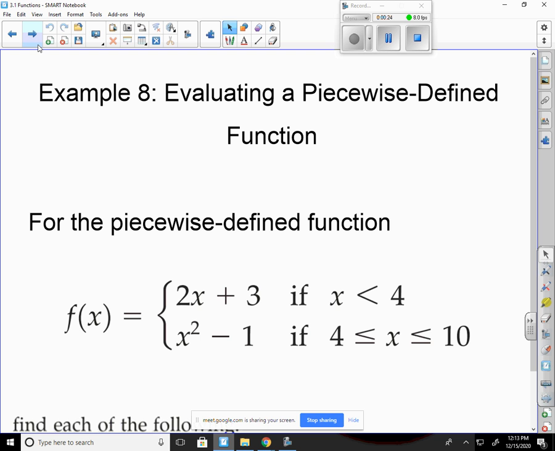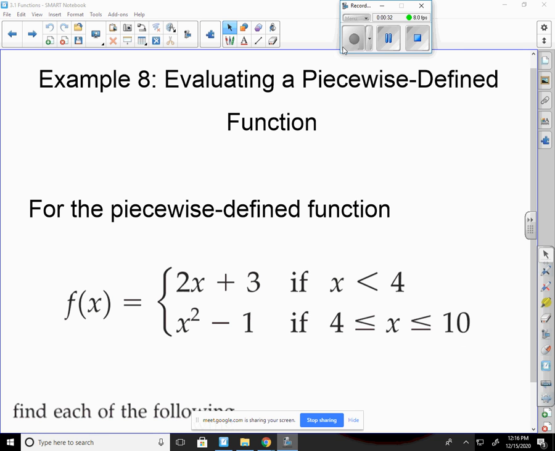All right, example 8, evaluating a piecewise defined function. I'll let you write this down before we go through it. For piecewise defined functions, this says f of x equals 2x plus 3 if x is less than 4, and it's x squared minus 1 if x is between 4 and 10. So anytime that I'm plugging in an x that's smaller than 4, I use the top equation. Anytime the number is between 4 and 10, I use the bottom equation and plug x into that one. That's all piecewise defined functions mean.